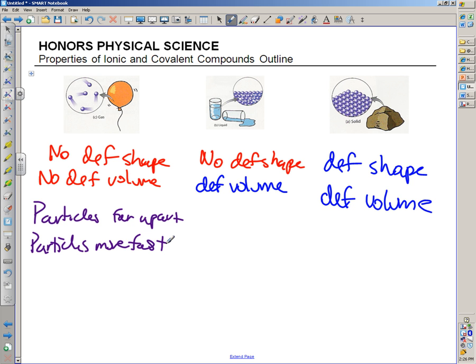Okay. Which is obviously different than, let's say, the molecules that make up a solid, right? What do you know about the molecules of a solid? They're very densely packed. Okay, so particles are very close. And what else do we know about them? How about their movement? Sir? They're moving slowly.